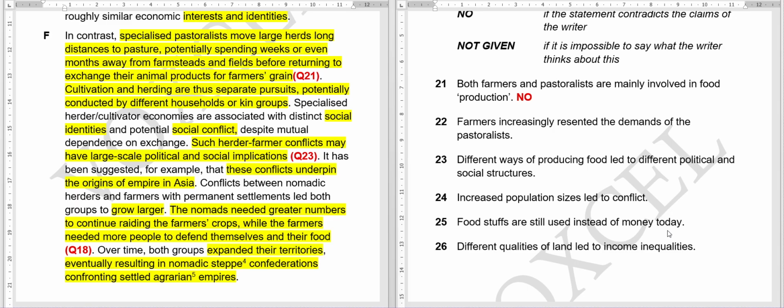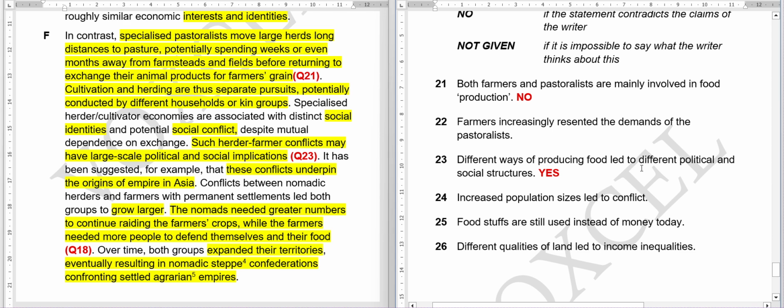Okay, time's up, and the answer to this question is, I'm gonna write it here. Drum roll, please. What is the answer? Yes. Why is it yes? Because here they're saying herder, farmer, basically different types of professions, conflicts may have large this. So conflict means it is a different identity.